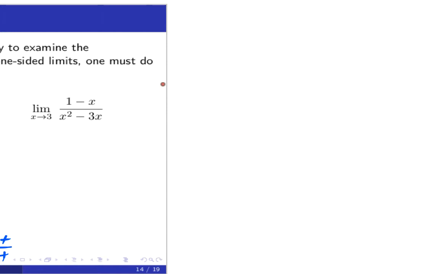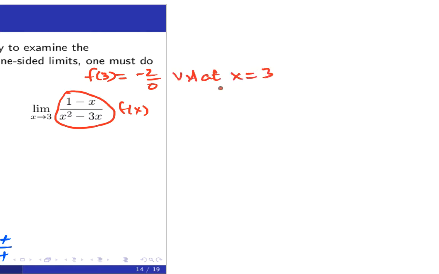Remember this is the function f of x, and we're looking at the limit as x approaches 3. Knowing from the graph that there is a vertical asymptote, we just need to show it using sign analysis. So f of 3, if you plug it in, you have 1 minus 3, negative 2, over 0. That means you have a vertical asymptote at x equals 3. Okay, now let's look at the right-hand limit. The right-hand limit says the limit as x approaches 3 positive of the function f of x.